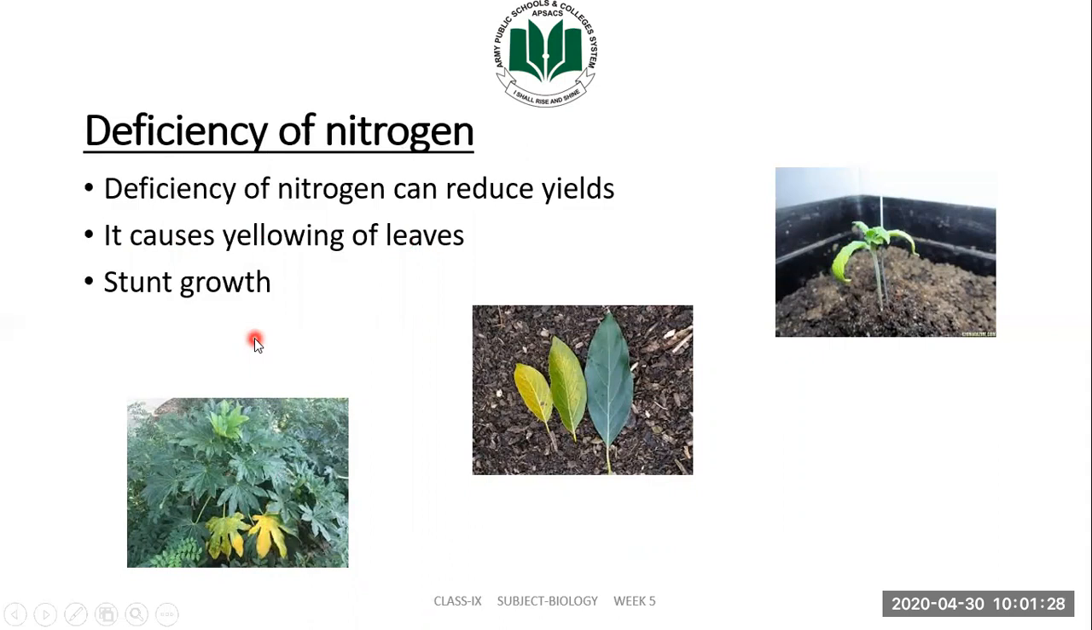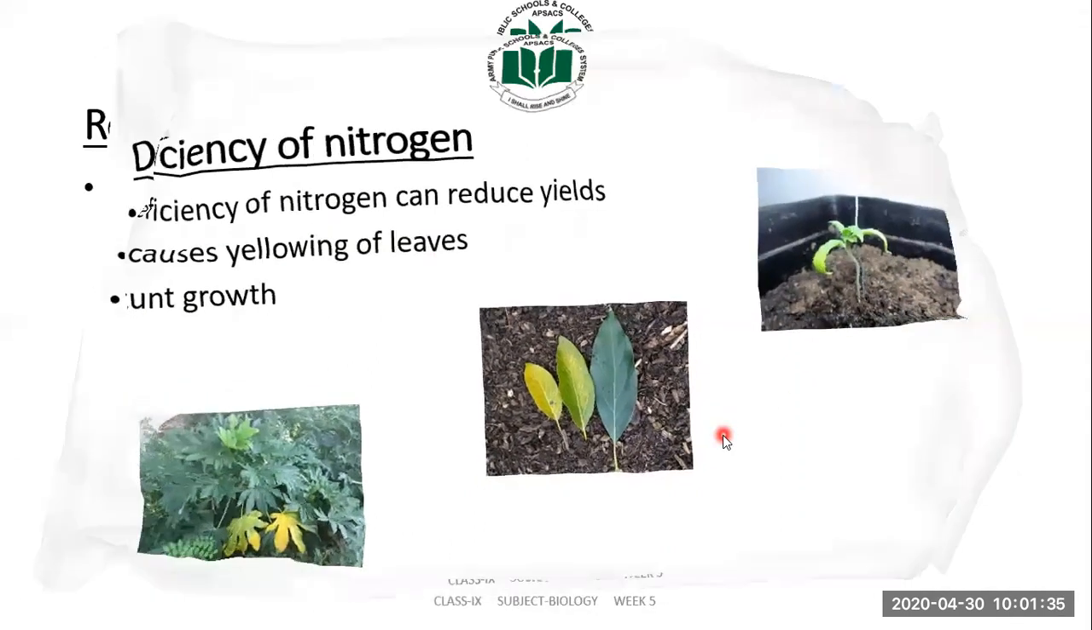Stunted growth. It means that plants cannot grow properly. Here you can see the plant is not growing the way it has to grow.